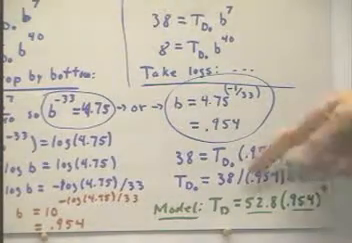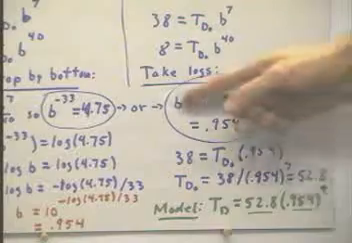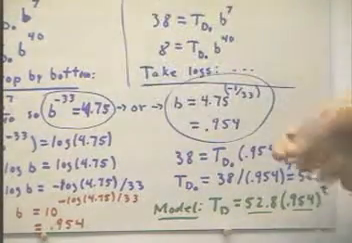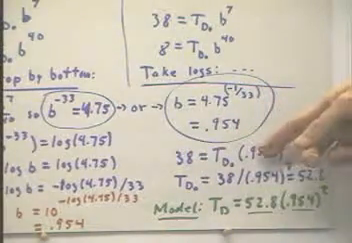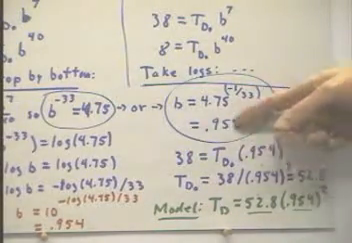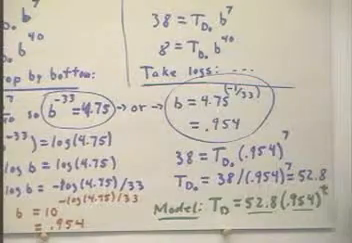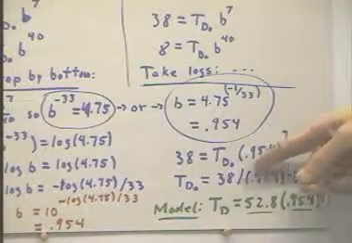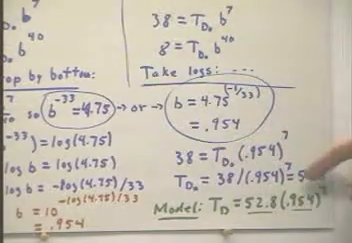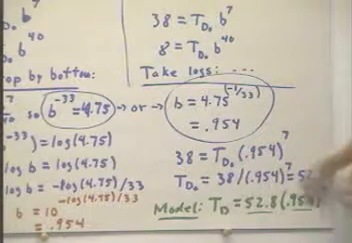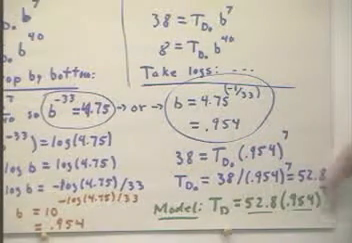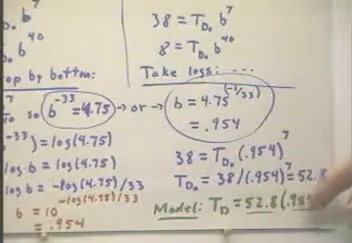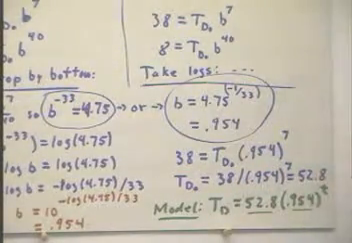At this point, we can plug 0.954 in for b into the first equation, which was 38 equals t_d0 times b to the 7th, and we obtain this solution for t_d0. We easily plug that into our calculator and get t_d0 equals 52.8. So our model t_d equals 52.8 times 0.954 to the t.